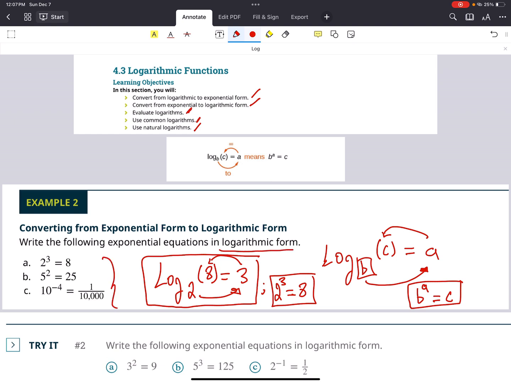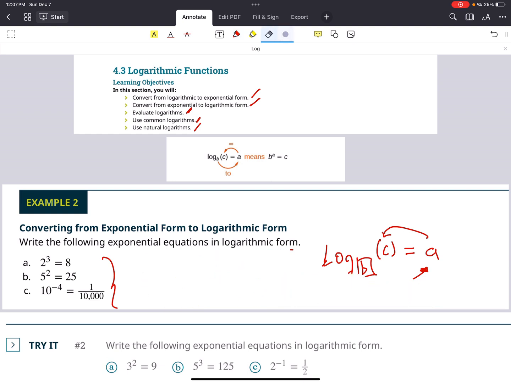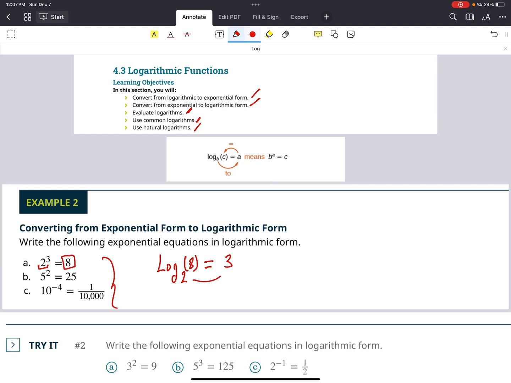Now we try the following exponential equations in logarithmic form. We have all three. Now we're going to practice with the first one. What's the base? The base is 2, right? So you write down log of 2, write down the equal sign. Well, the base of 2 was raised to the power of 3, right? And it equals what number? It simply equals 8.